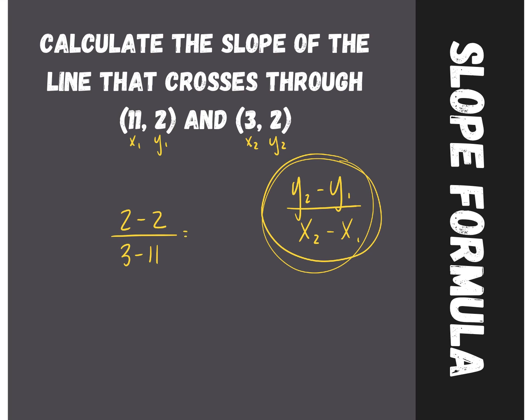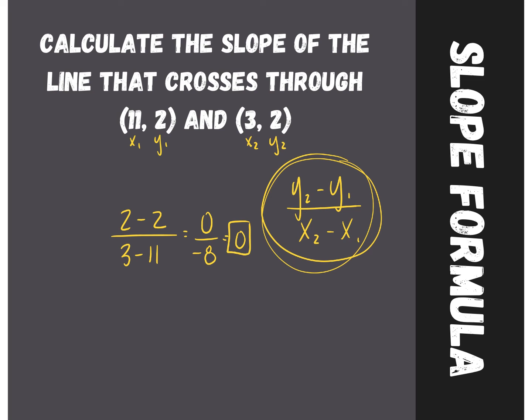Now, when I subtract 2 minus 2, of course, I get 0, and 3 minus 11, I get -8. So we need to think about what happens when we divide a 0. In this case, if I have 0 items and I split them into 8 groups, or -8 groups, as this example shows, I can't split 0 items up. I still have 0 items. That means my slope is 0. 0 divided by anything, of course, is 0.